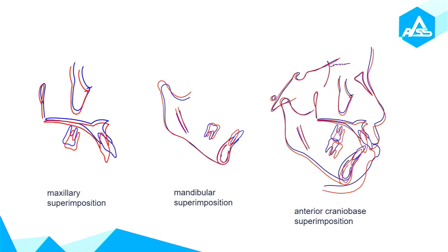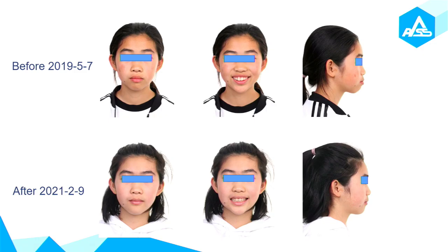Then we do anterior cranial base superimposition because lower and upper incisor retracted and patient grows. You see the condyle growth. So you see the profile changed apparently. This is before and after treatment profile.